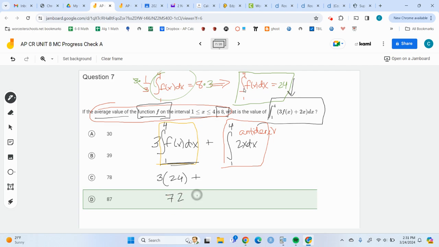72, right? Yeah. Okay, let's go back to here. I'm going to do a quick antiderivative. The antiderivative of 2x is x squared from 1 to 4. So now I have 72 plus 4 squared minus 1 squared. This is FTC part 1, fundamental theorem of calculus, plus 16 minus 1. So that would be 88 minus 1, which is, in fact, choice D, 87.